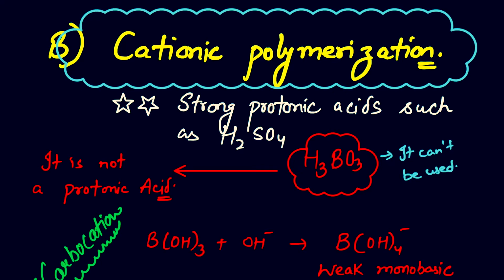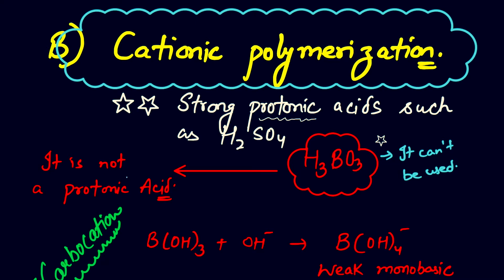Now let's talk about cationic polymerization. Let's discuss the detailed process of cationic polymerization. First of all, it occurs in the presence of strong protonic acids such as H2SO4. Now please remember that we cannot use H3BO3 here as it is not a protonic acid.